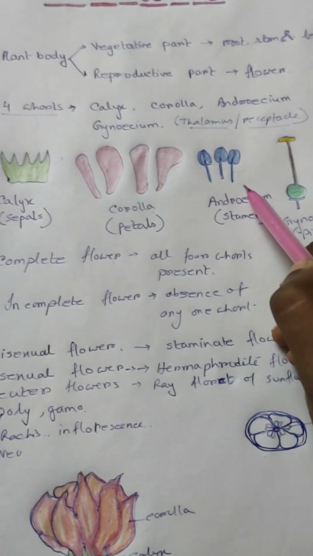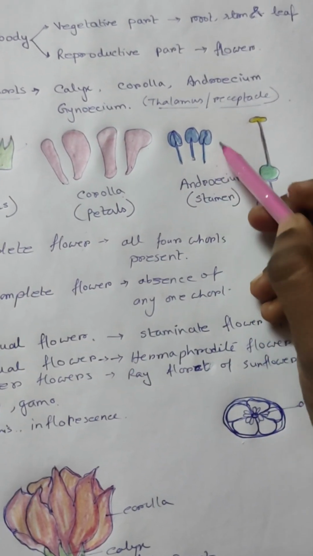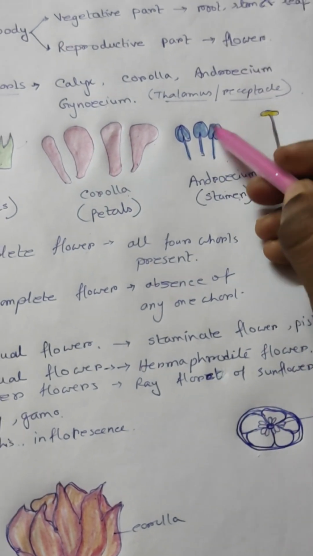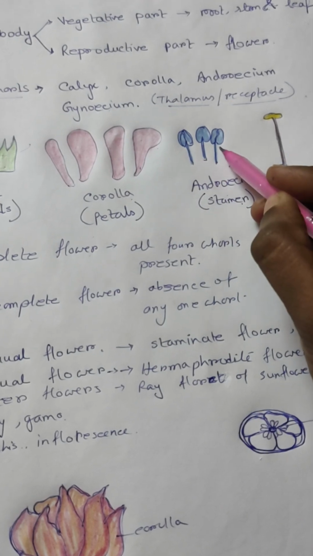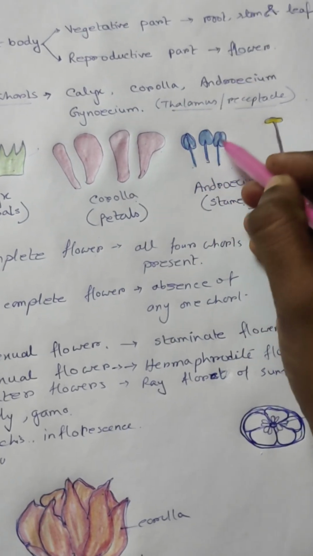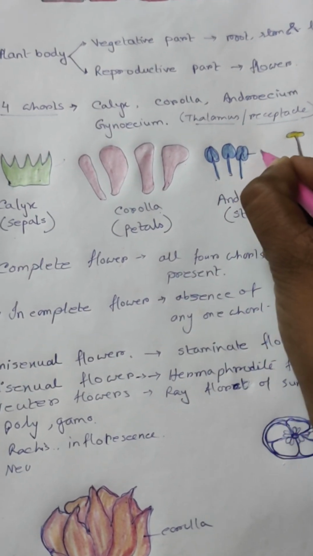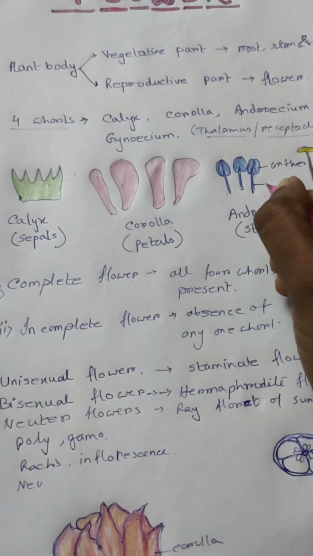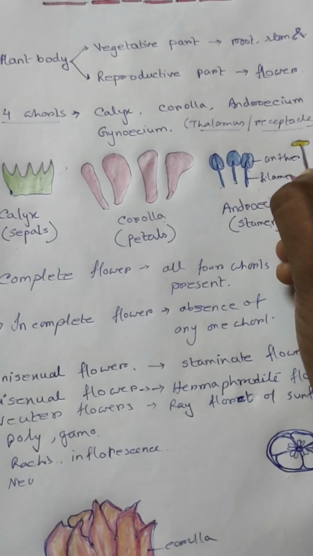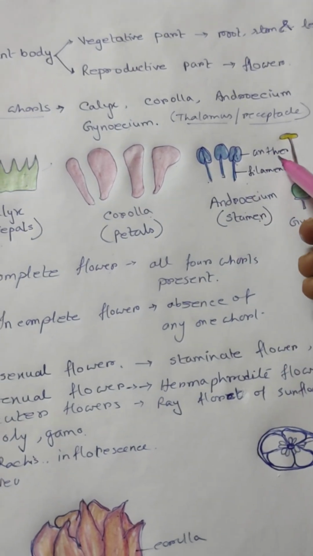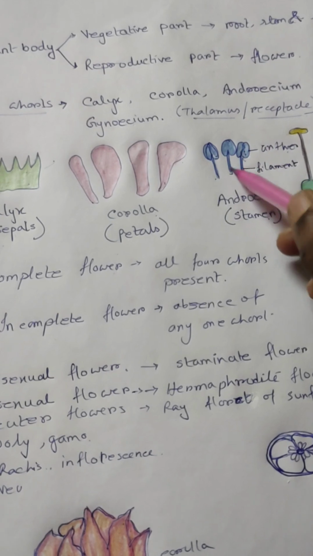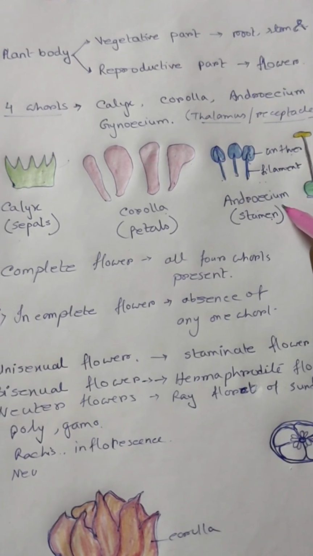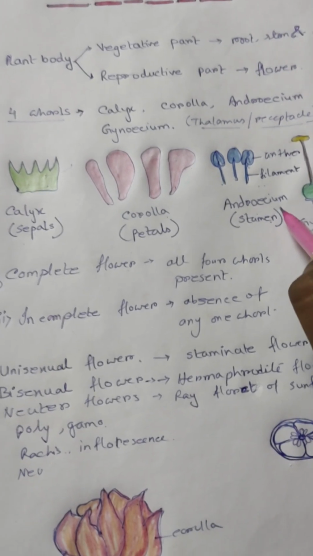The third whorl is androecium. The unit of androecium is called stamen. Here I have drawn three stamens. This is one stamen. This head part is called anther and this part is called filament. So anther and filament together form a stamen, and stamens together form the androecium. Androecium is the male part of the flower.